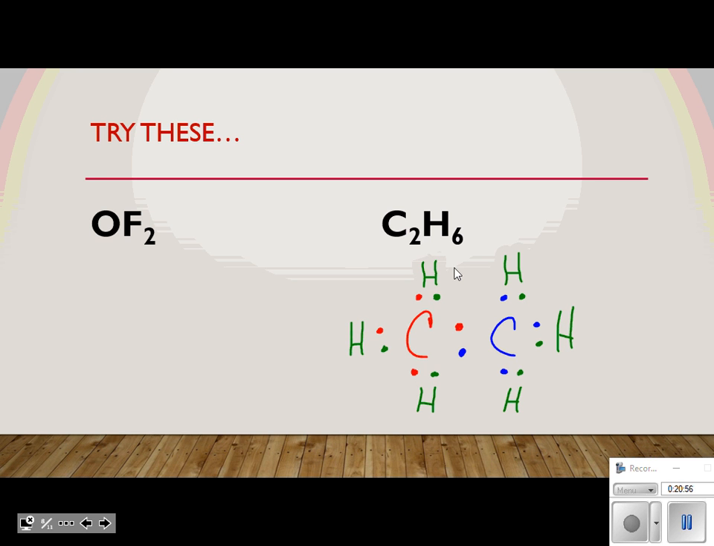Now I go back and look. Are my carbons obeying the octet rule? Do my carbons obey the octet rule? Yes. Do my hydrogens obey the octet rule? No, but do they have to? No, they don't. They only need 2, right? So we've just now drawn the Lewis dot structure for C2H6.